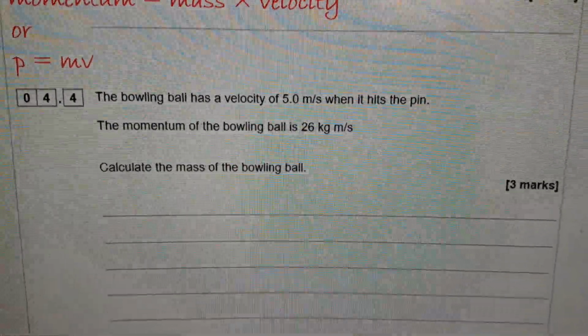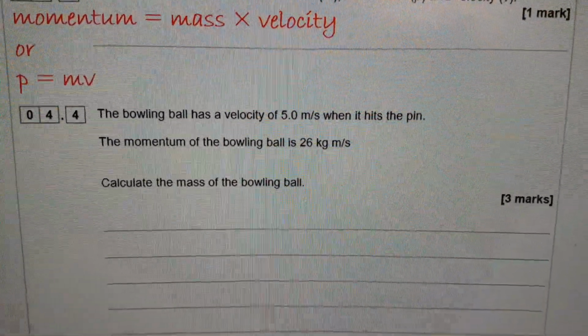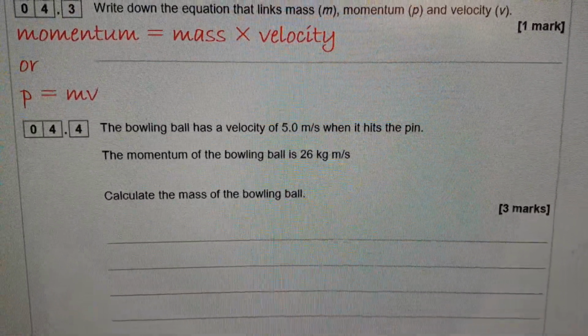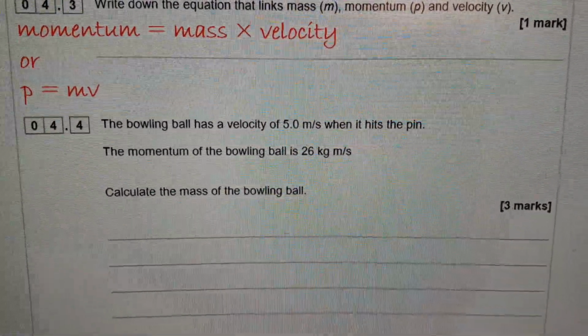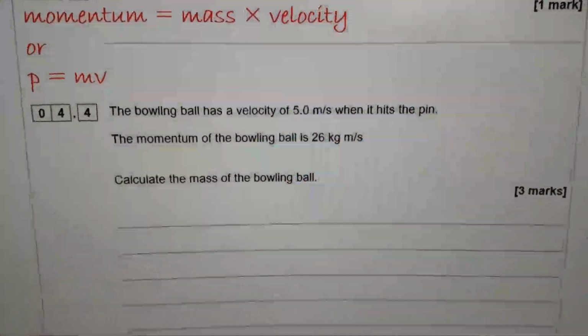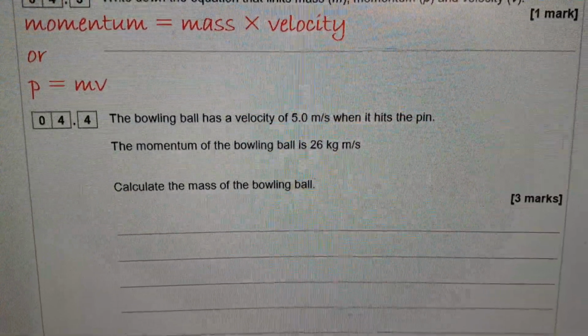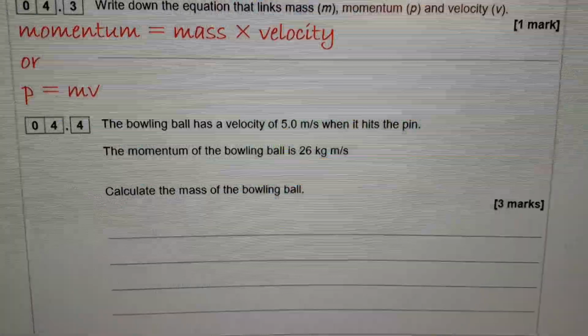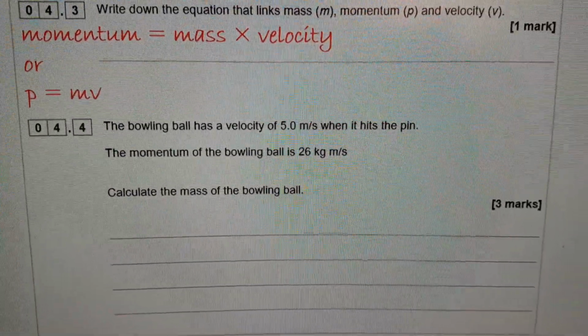The bowling ball has a velocity of 5 metres per second when it hits the pin. The momentum of the bowling ball is 26 kilogram metres per second. I really love it when the units tell you what to do. My units are literally telling me it's mass times velocity. Calculate the mass of the bowling ball. It's only worth 3 marks. It's straightforward. Pause the video and you have a go.